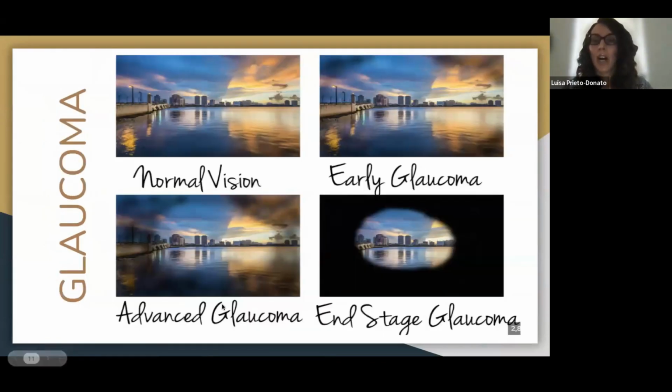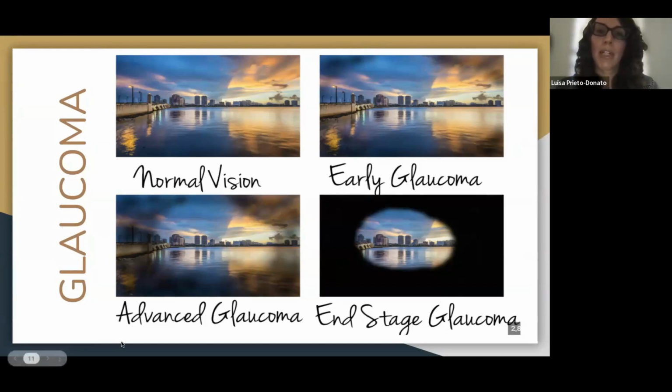The second leading cause of blindness in the United States is actually glaucoma. And glaucoma is a condition of the optic nerve, which is basically the cable that connects the eye to the brain and transmits the visual information. So most people don't realize that they have glaucoma, one, because it's painless, and two, you really don't start to notice the symptoms until it's very, very advanced.